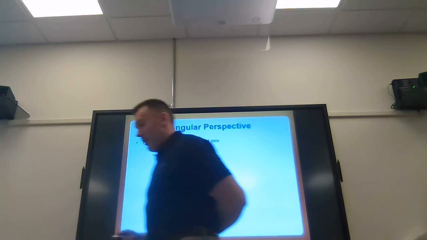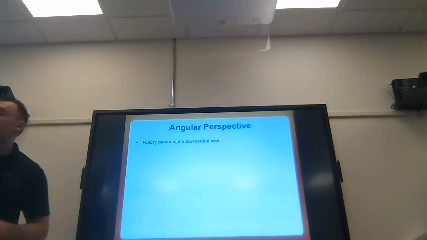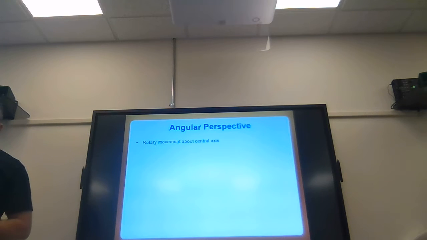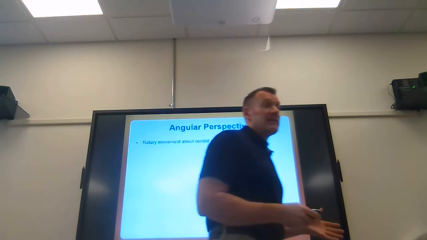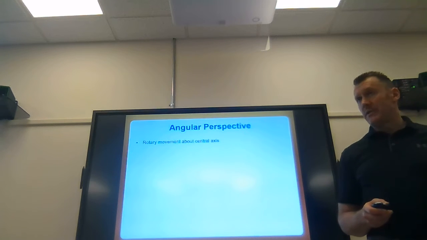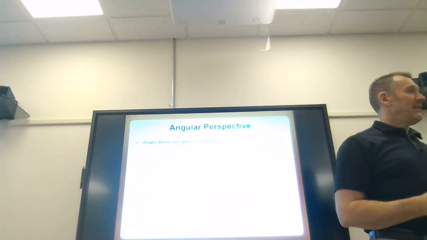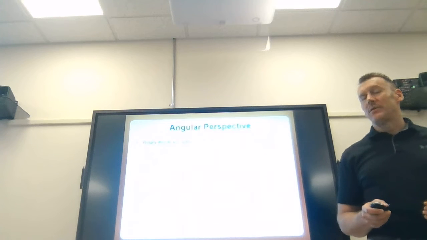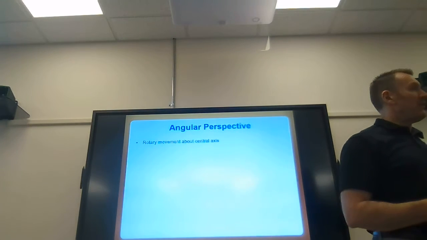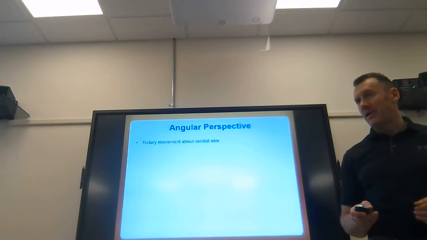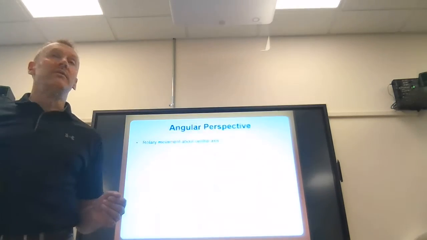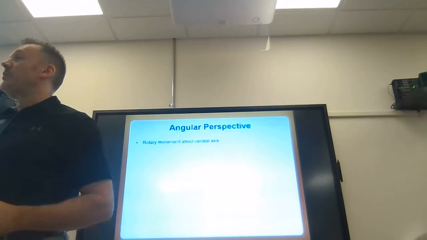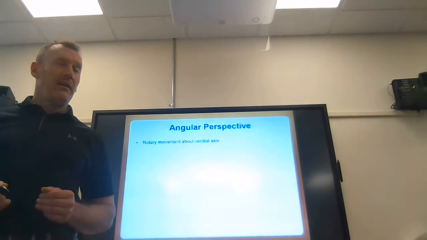All right, so angular movement is rotary movement about a central axis. That's how our bodies move, right? Remember from kinesiology, planes and axes? The three planes: sagittal, frontal, transverse. You move through a plane about an axis, and an axis has a 90-degree relationship to the plane of motion. Movement through the sagittal plane revolves around the frontal axis, right? Movement in the frontal plane revolves around the sagittal axis. Movement in the transverse plane revolves around the longitudinal or vertical axis.